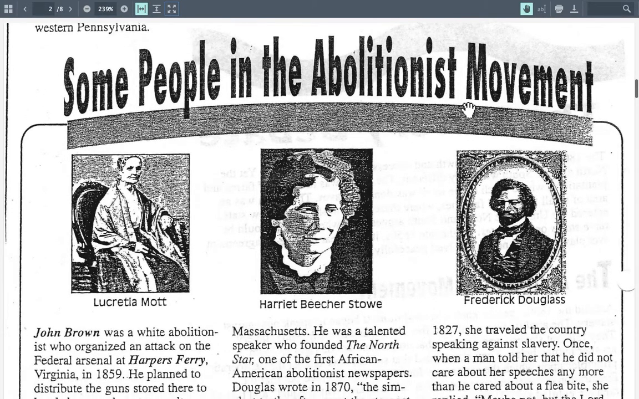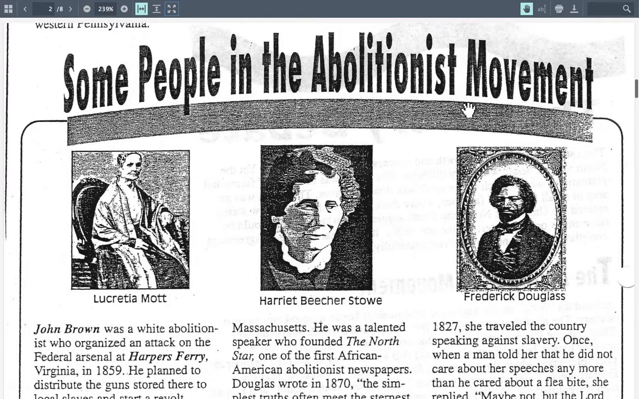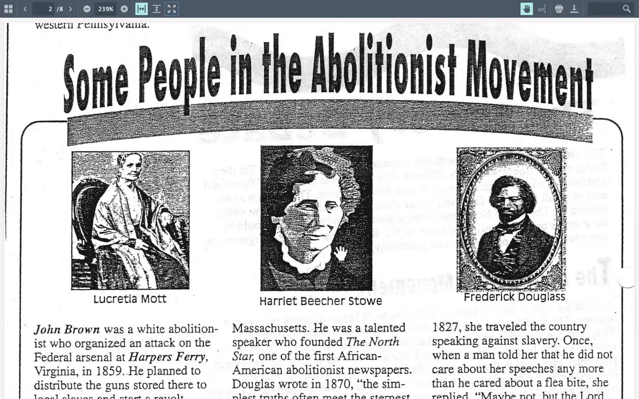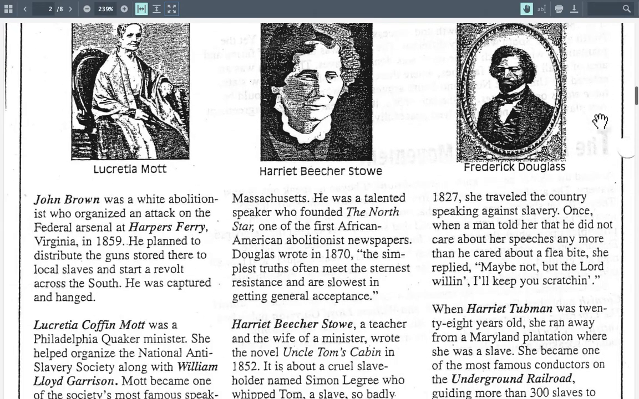Next up, we have some people in the abolitionist movement. There you have pictures of Lucretia Mott, Harriet Beecher Stowe, and Frederick Douglass. Let's read about them.